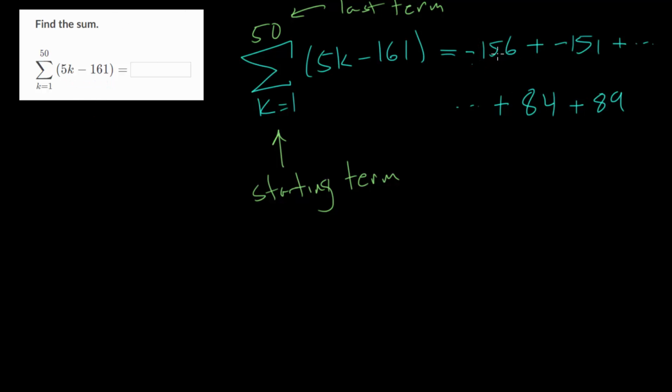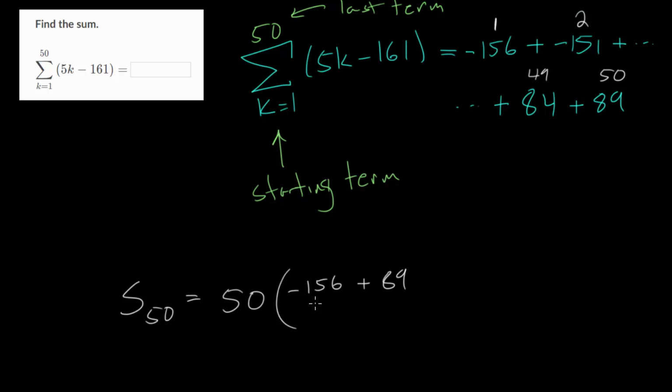But we were able to figure out the first term and every term after that, where this is our 49th and 50th term. So we got our first term and our last term, and we know there are 50 terms, so we can just use our formula. So we know that to find the sum of the first 50 terms, we're going to multiply by the amount of terms, and the first term, minus 156, plus the last term, 89, all divided by 2. So let's put this into our calculator. And our final answer is minus 1,675.